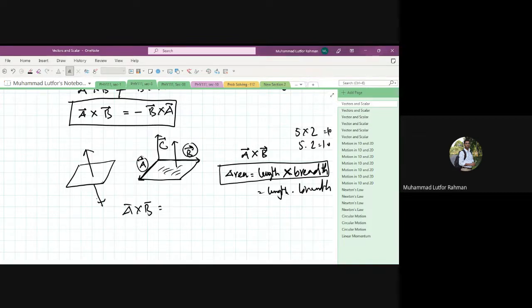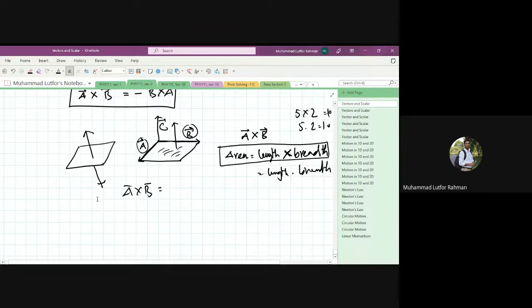And remember, this is why area is a vector, and the direction would be the difference. If you take A cross B, it will be upward, but if you take B cross A, it will be the downward direction, right?